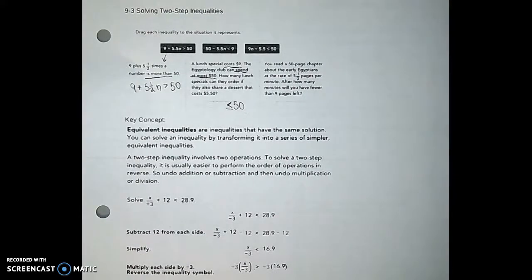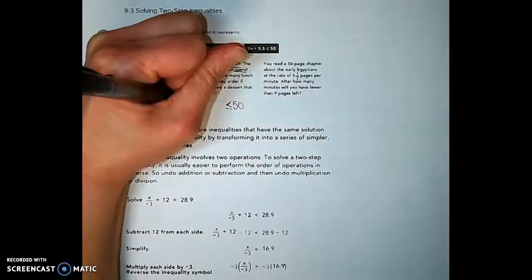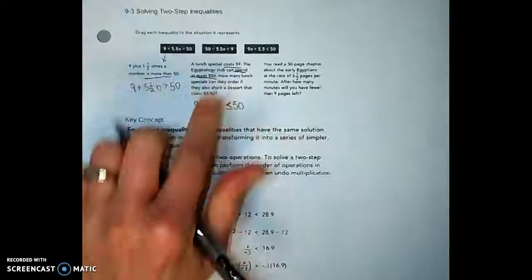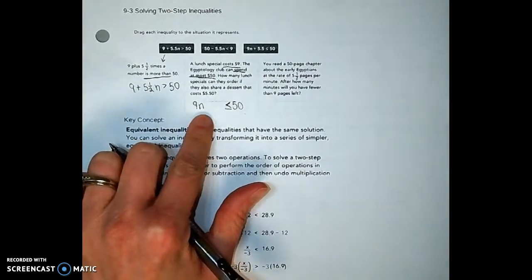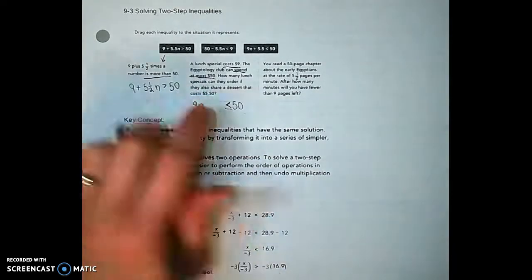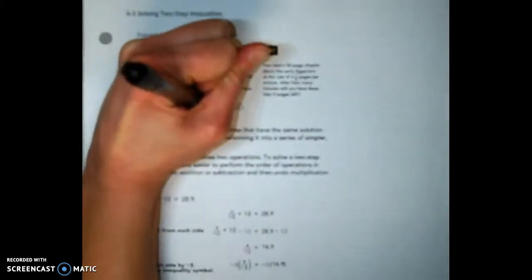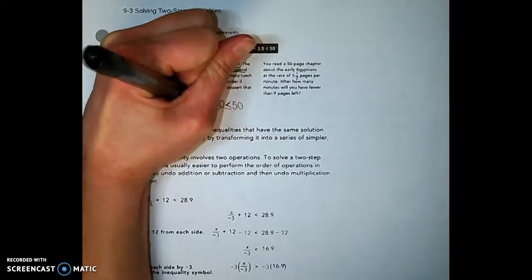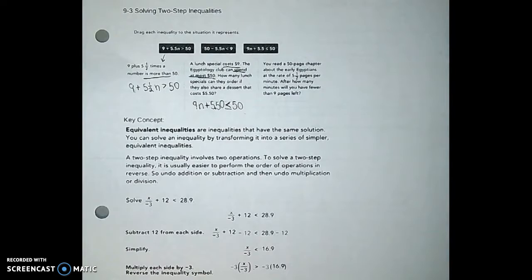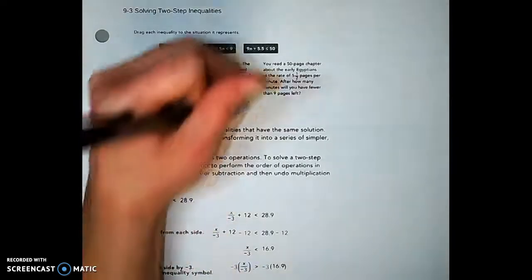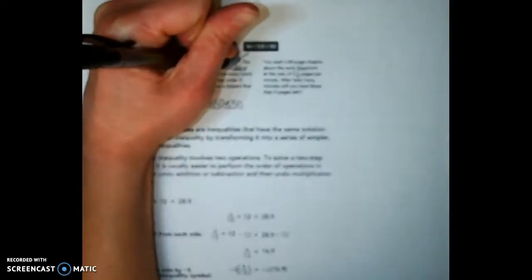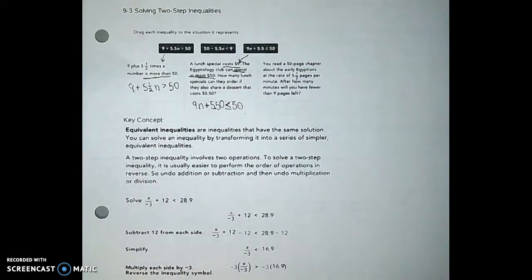Now what makes up their total? So we see that the lunch special costs $9, and then they're going to share dessert that costs $5.50. So $9 is how much they're going to pay per person, and then $5.50 on top of that. So I'm going to put 9 in because I have to take 9 times the number of people, or times the number of specials ordered, and then $5.50 is not multiplied by the number of specials because it's just something extra that they're buying. So 9n plus 5.50 is less than or equal to 50. So I know that my third inequality here represents the second situation.